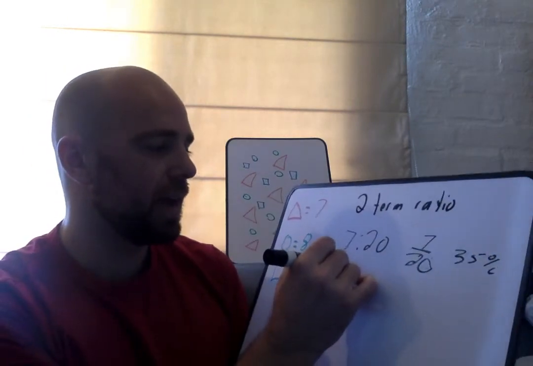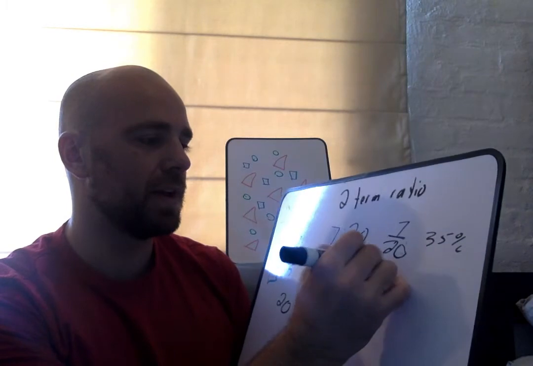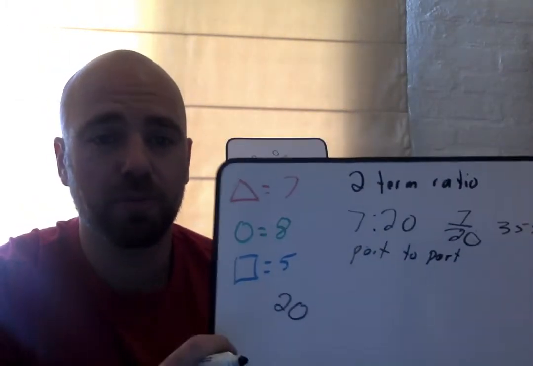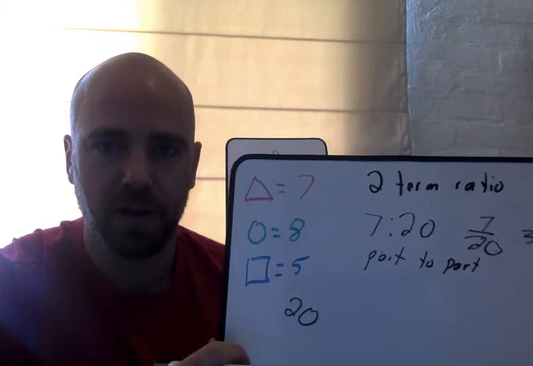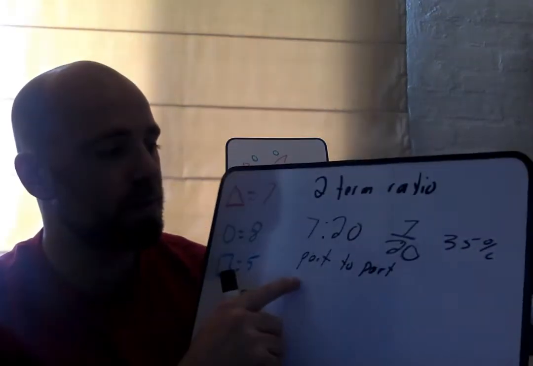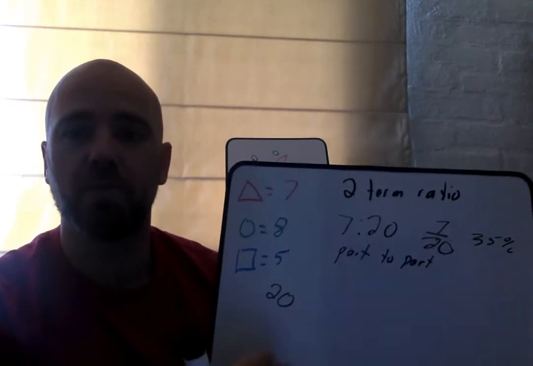Okay, then we have part to part. When you think about these definitions, they're actually pretty straightforward. When we're thinking of a 2-term ratio, we're talking about just 2 numbers. When we're thinking about part to part, we're thinking about part of the whole compared to another part of the whole.